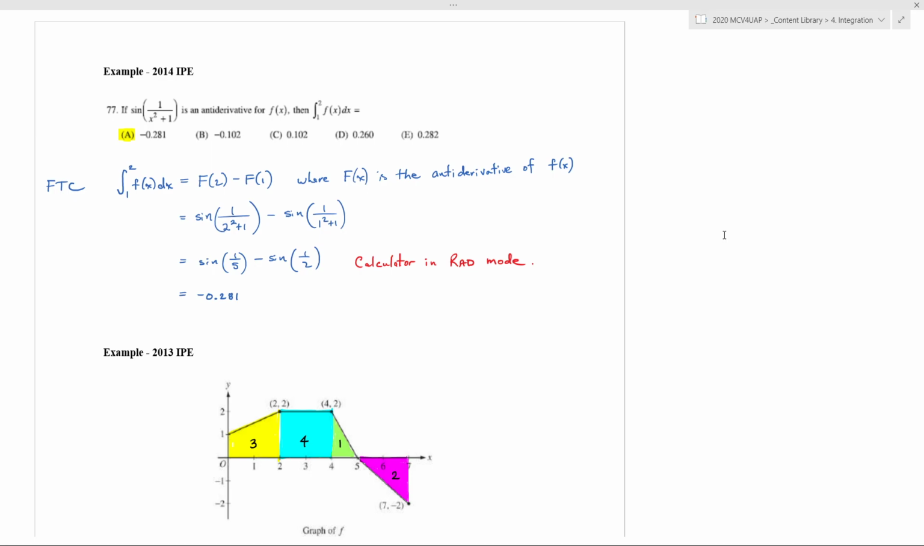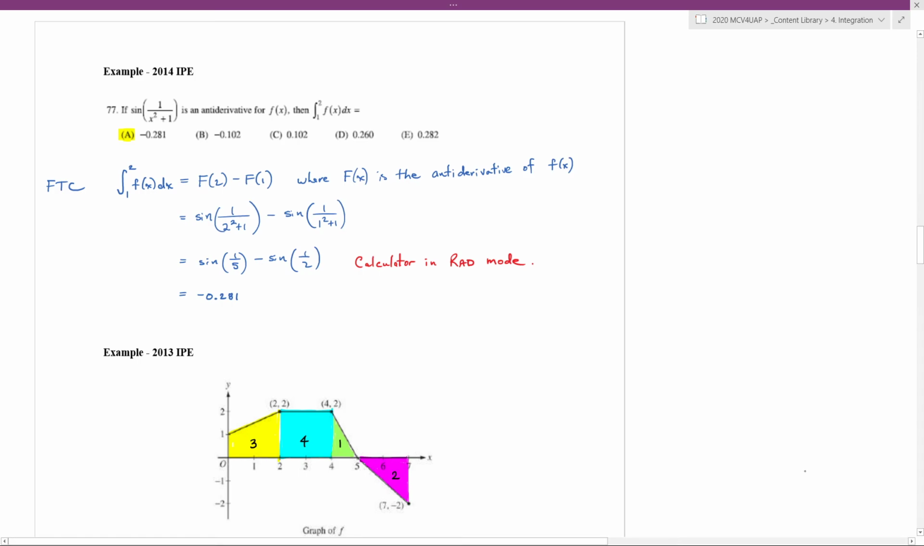If the sine of 1 over x squared plus 1 is an antiderivative for little f, then what is the integral from 1 to 2 of little f dx? Well, the integral from 1 to 2 of little f dx is just the antiderivative, which is capital F evaluated at 2 minus capital F evaluated at 1. That's the fundamental theorem of calculus we talked about a few lessons ago. Capital F is the antiderivative of little f.